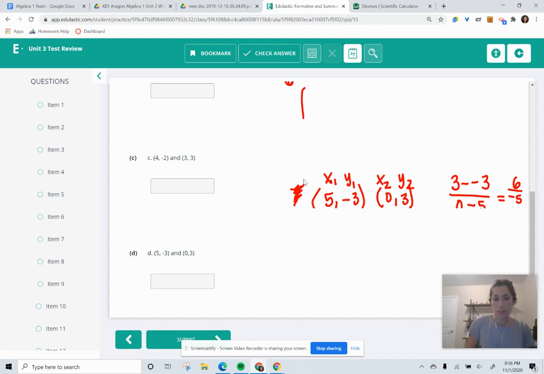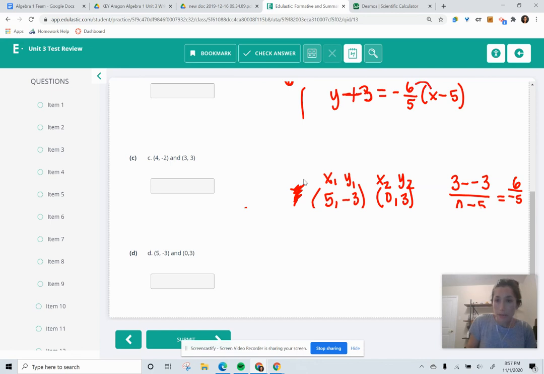So I'm still on this question, but for some reason the scratch pad is not working down below. So I'm going to say y minus y1. So that's going to be y minus a negative 3 equals our slope, negative 6/5 multiplied with x minus 5. So that's now in point slope form. I'm going to change this to a plus here.